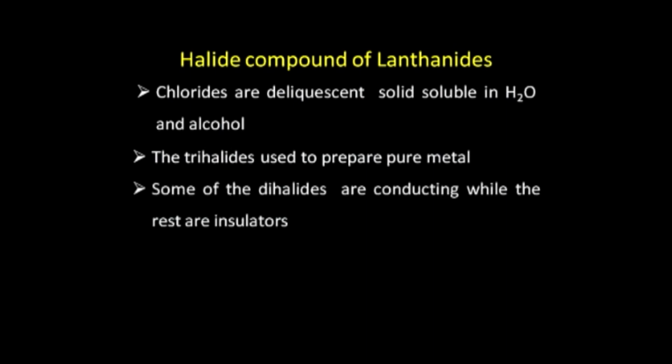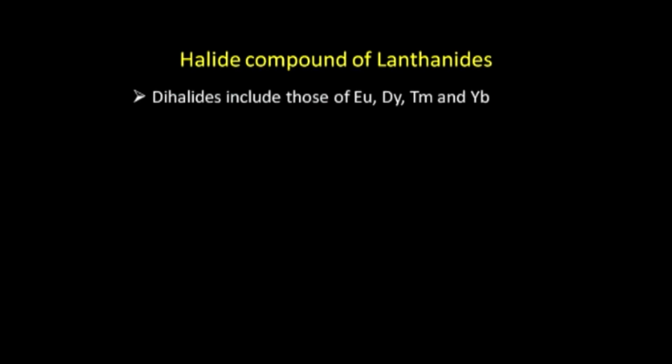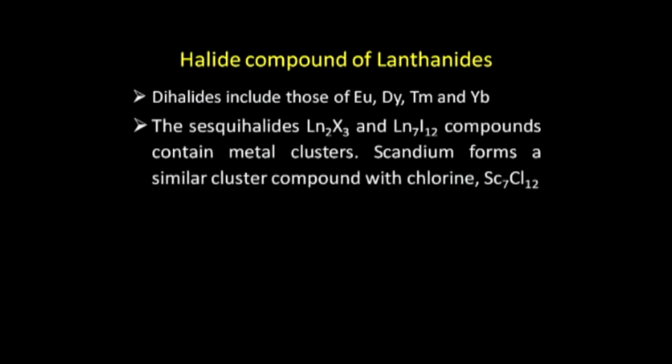Some of the dihalides are conducting and the rest behave as insulating materials. All of the diiodides have relatively short metal-metal bonds and should be considered two-dimensional metals, similar to graphite. Graphite has a layered structure, a two-dimensional structure. The dihalides include those of europium, dysprosium, thulium and ytterbium.